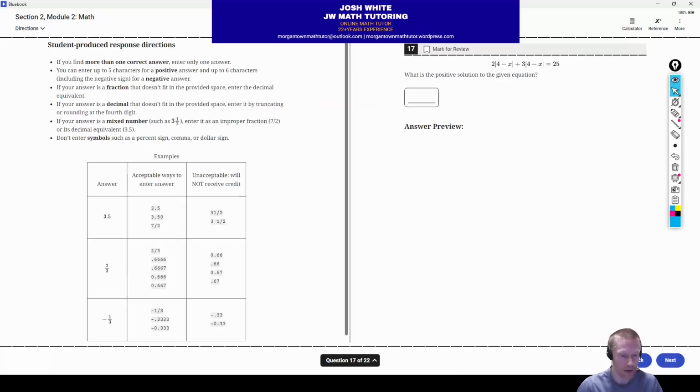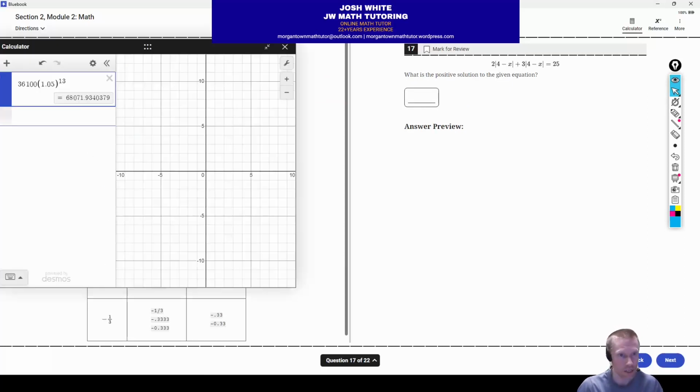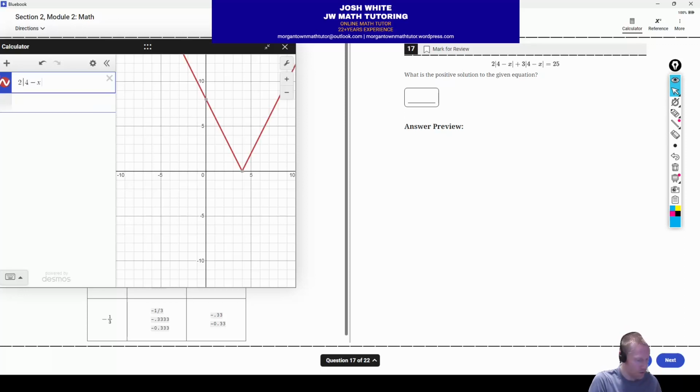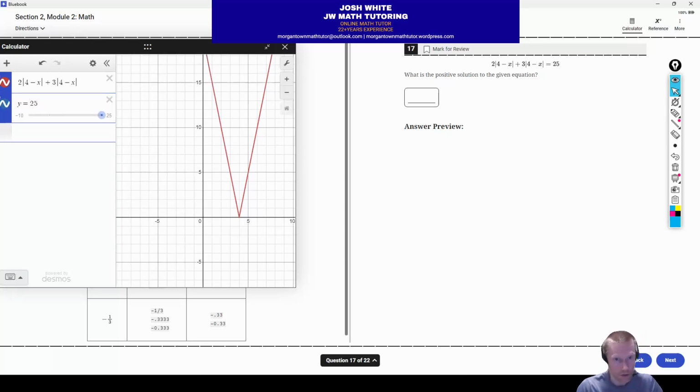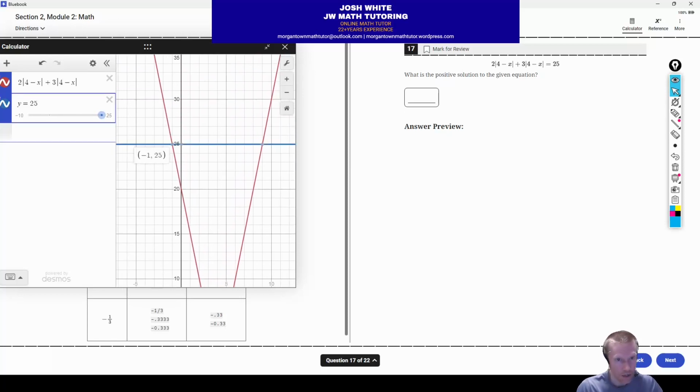Next up on 17, we have an absolute value equation. So here, I would just go to Desmos. I would solve this by typing in both expressions, basically the left side of the equal sign and the right side of the equal sign, seeing where they intersect, and those are going to be the solutions. So we've got one solution here at -1. We've got another solution locked in at 9. So which one is the positive one? Well, obviously it is 9. So that's the correct answer. You don't need to do any more work or go any further.